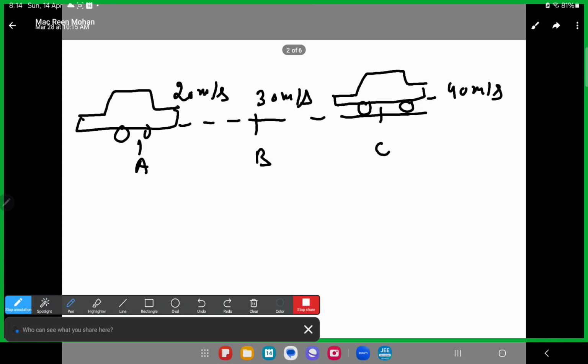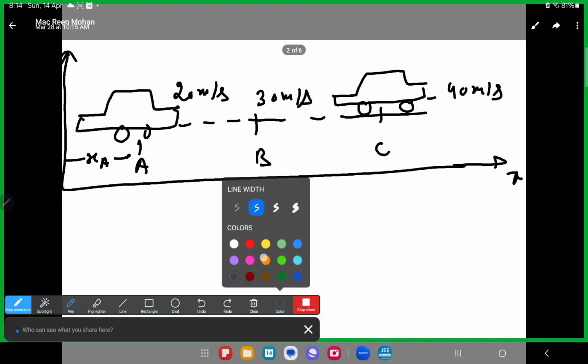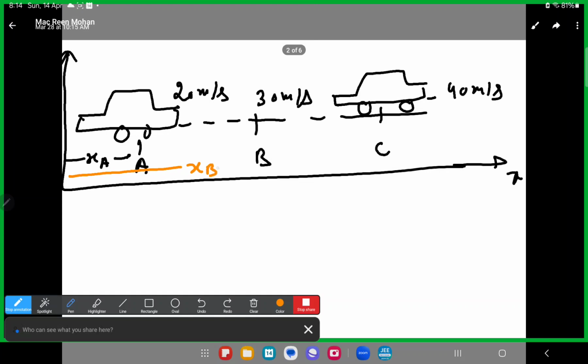Clear? And since we have observed everything, let's take some reference. Let's say this is my coordinate axis, this is x, and I have observed the car at A is at distance xa, and afterward it will travel to xb, and afterward it will cover xc. Clear? Let's say the time I started the journey is t equal to 0. Here t is equal to, let's say, 2, and t is equal to 4. These are the respective times.